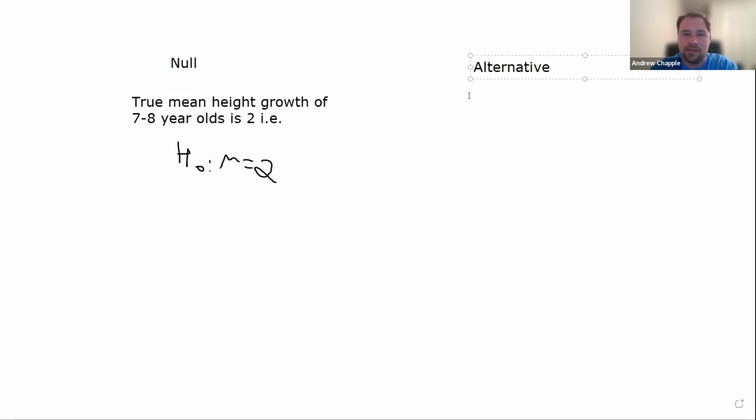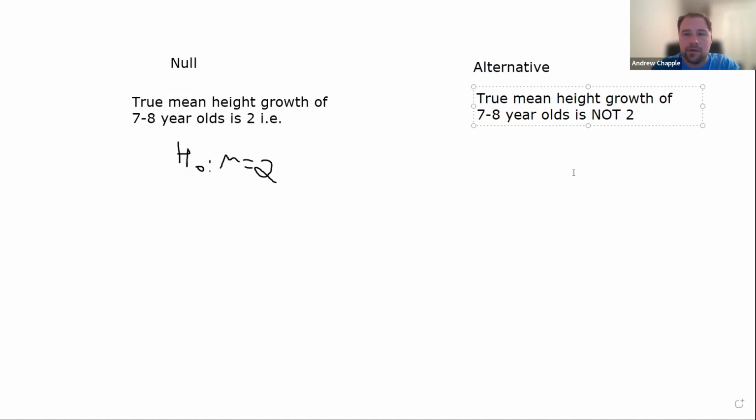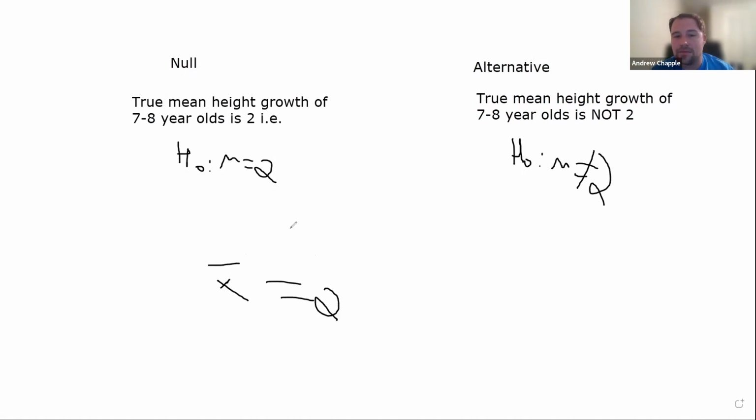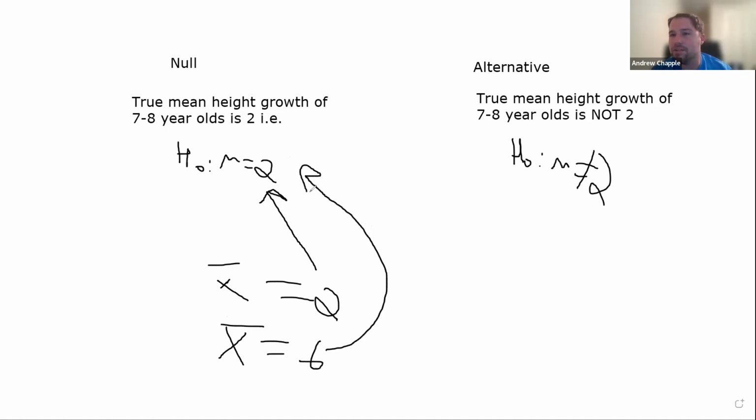Maybe the alternative is that the true mean height growth of 7 to 8 year olds is not 2, which can be written as H1: mu not equal to 2. Okay, so if I go out and collect a bunch of data, let's say I collect 1,000 heights, and I get an X bar equal to 2. That's pretty consistent with the null, right? Let's say instead I get an X bar equals 6. Okay, that suggests that the true mean height growth is much bigger than 2.